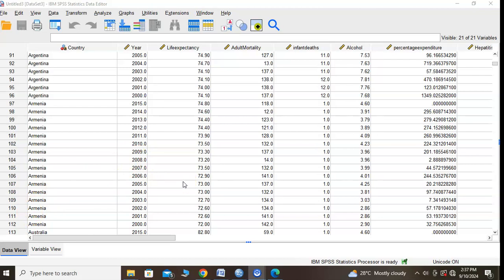For the final recommendation, based on these findings, I recommend countries prioritize economic growth, improve healthcare, and promote vaccination programs to achieve longer life expectancy. And the model's results provide a constructive basis for these strategies.